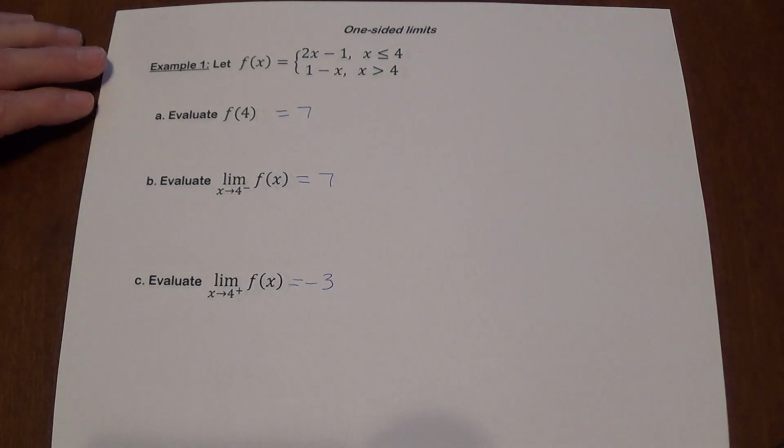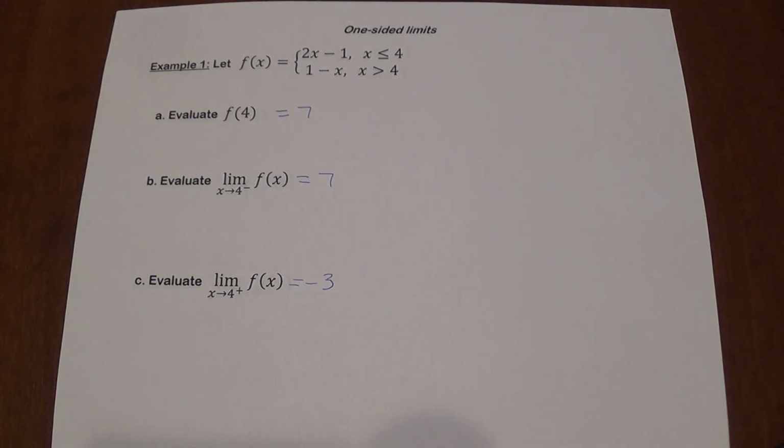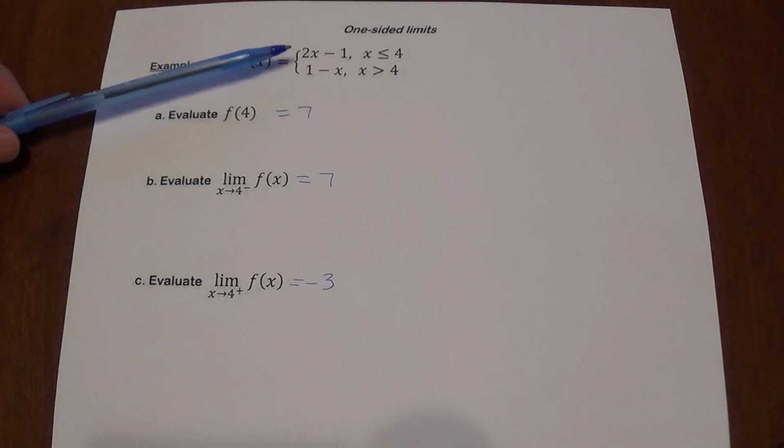Again, let me give you a quick rundown about the limits. This one is asking you to evaluate the limit of f of x as x approaches 4 from the left, as indicated by the little minus sign. The left side of 4 is the first equation. And here we're trying to find the limit of f of x as x approaches 4 from the right. That's the second equation.